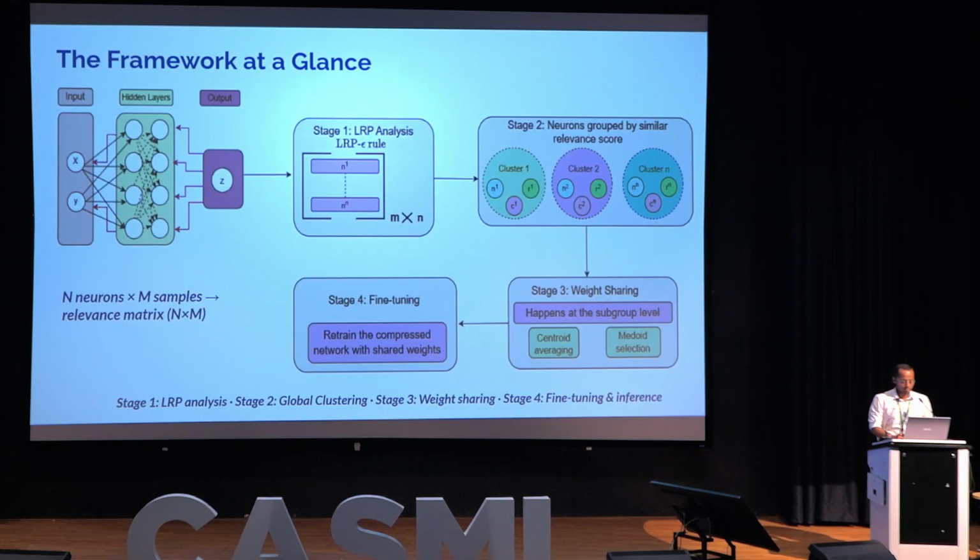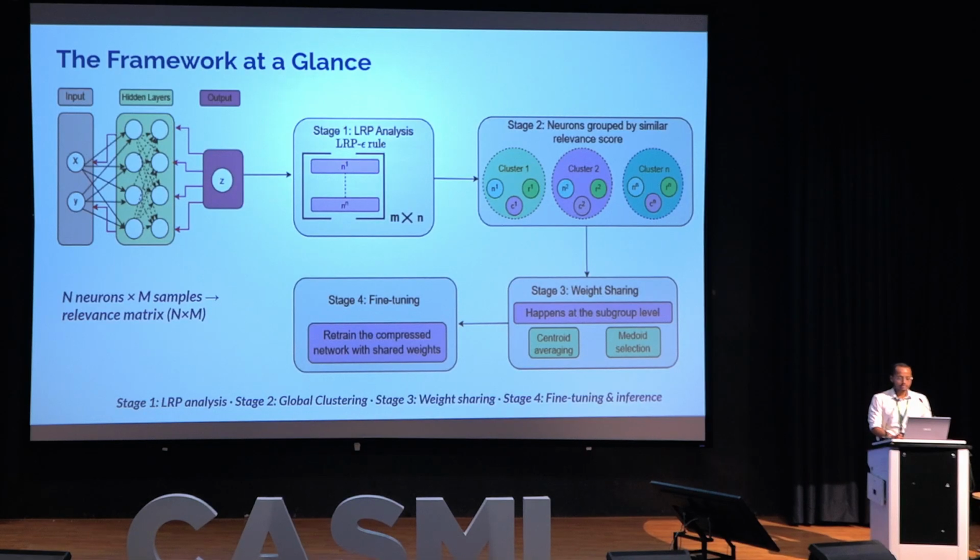The third stage is basically subgroups and weight sharing. Inside each cluster, we form layer-wise subgroups so the shapes actually match, and from each subgroup, we pick one representative neuron to keep its parameters.